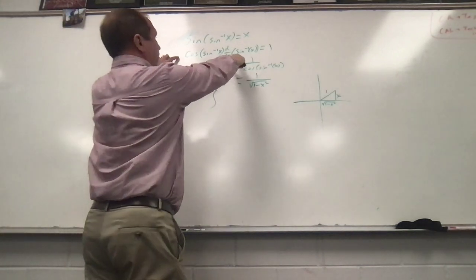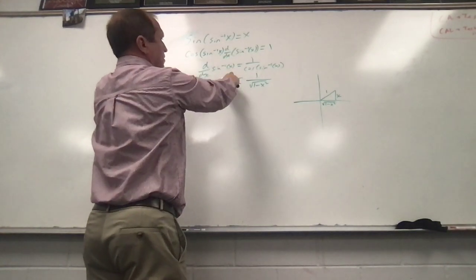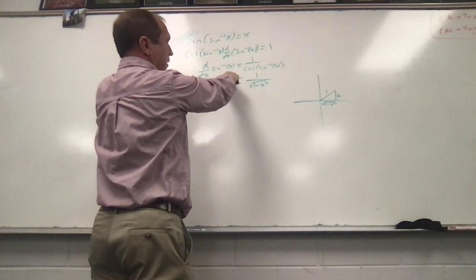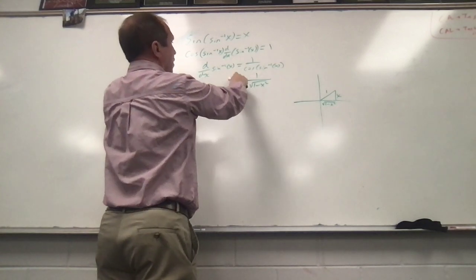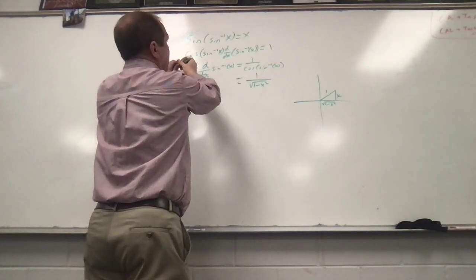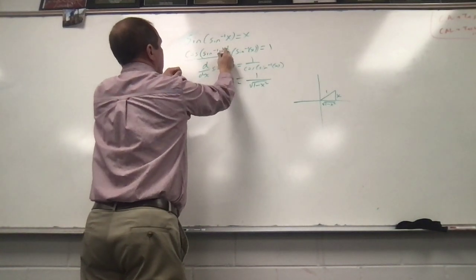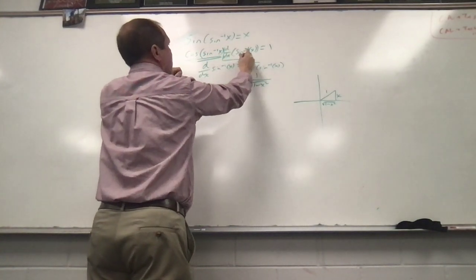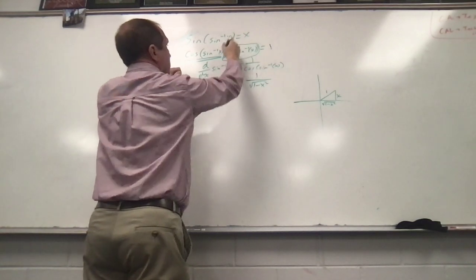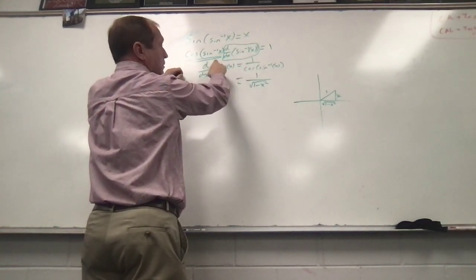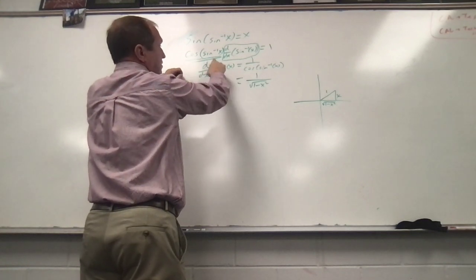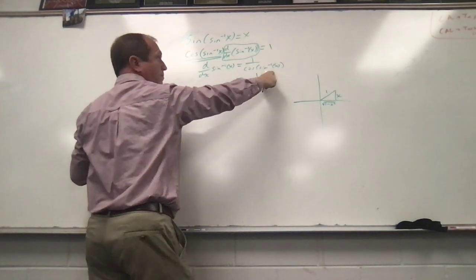All right, is it from this step to this step or this step to this step that you had a question about? The second to the third. Second to the third, okay. So what happens is, I'm trying to get this by itself. So I divide both sides by this. So I divide by the cosine of the sine inverse of x. Okay, I got it.